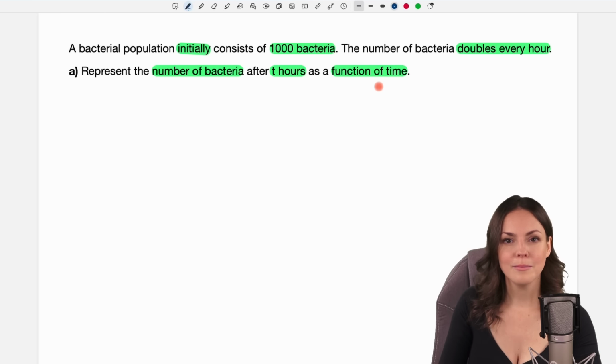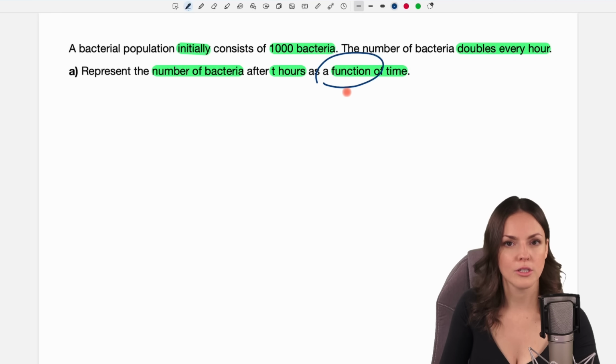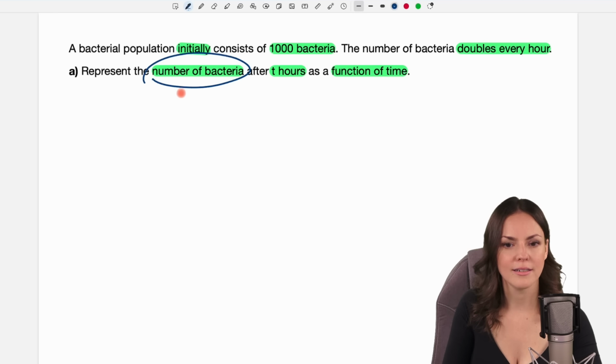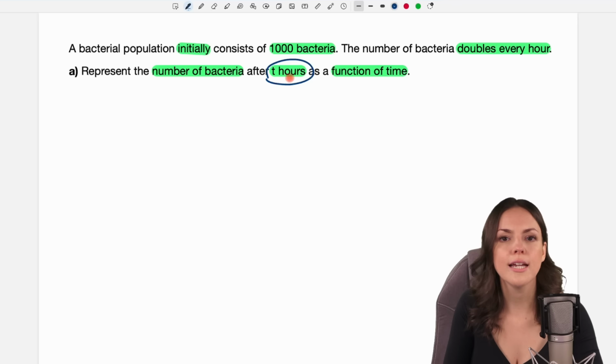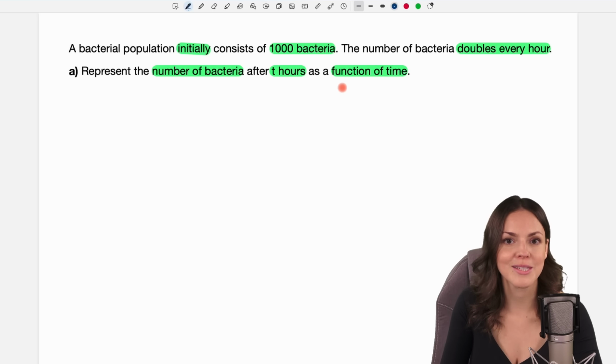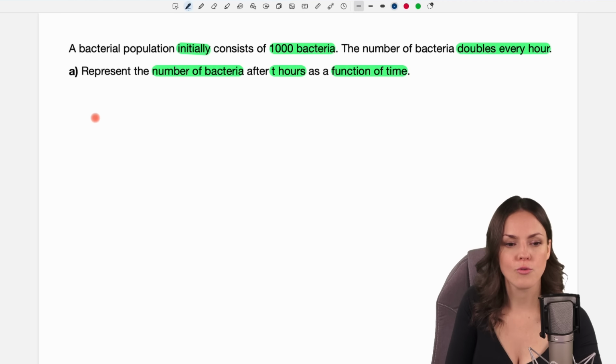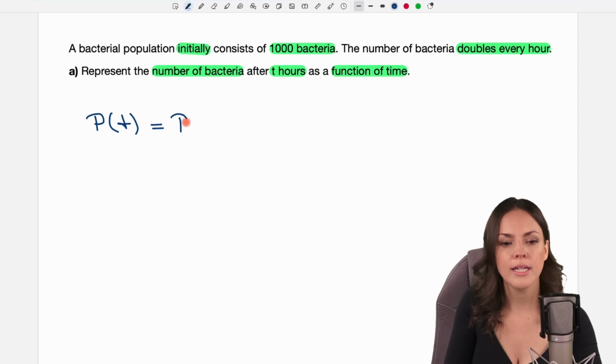This might sound a little bit confusing, but they actually just want us to find a function that gives us the number of bacteria after T hours. So when we're working with exponential growth, there is only one function that we're usually using, and it should look similar to this. I first write it down and then we take a look at it. So P of t equals P0 times e to the power of k times t.